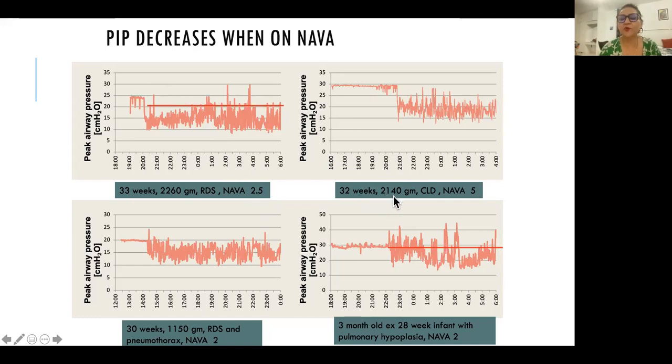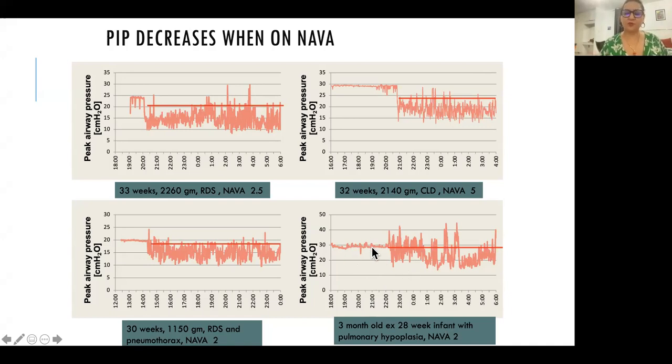Another baby, 32-weeker, 2,140 grams. Now this is BPD, and that's why it's requiring a very high pressure of 30. And hence we know that this baby is going to require higher support, so you will keep a higher Nava level of 5. And then from 30, the pressure came down to 24, 23. Then another baby, 30-weeker, 1,150 grams, RDS with a pneumothorax. With a pneumothorax, you will put a lower Nava level. The baby was requiring a pressure of 20, and now the pressure requirement came down to 17 or 18. Another baby who is 3 months old, an ex-28-weeker infant with pulmonary hypoplasia, was on Nava 2.